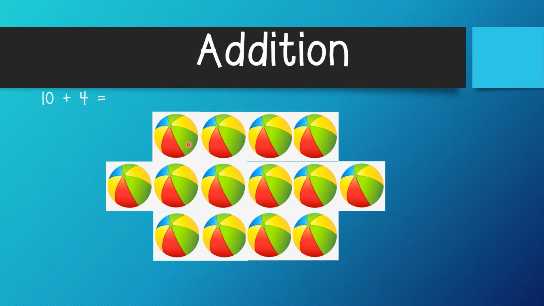Now let's count all our balls all together. 1, 2, 3, 4, 5, 6, 7, 8, 9, 10, 11, 12, 13, 14. So for our sum, we have 10 plus 4 and our answer is 14.